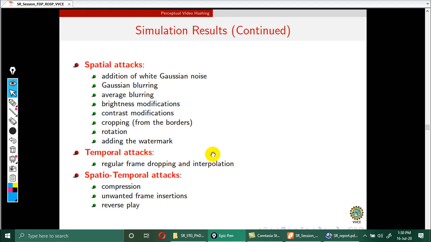What were the spatial attacks considered? Addition of white Gaussian noise, Gaussian blurring, average blurring, brightness modifications, contrast modifications, cropping from the borders, rotation, and adding a watermark. In spite of these, it should say that yes, these are near duplicate videos. Temporal attacks: regular frame dropping and interpolation. Spatio-temporal attacks: compression, unwanted frame insertions, and reverse play.